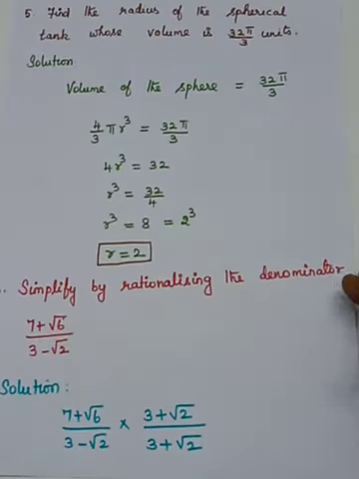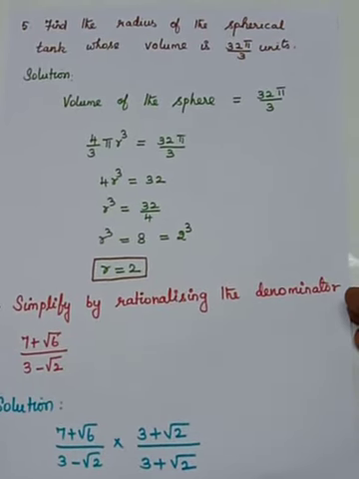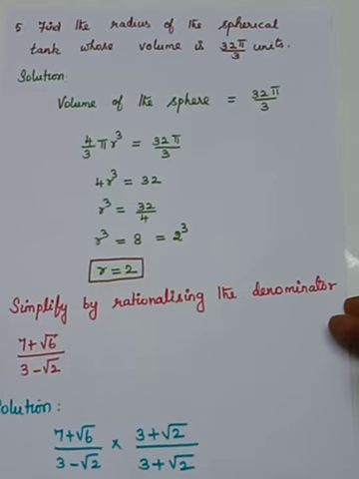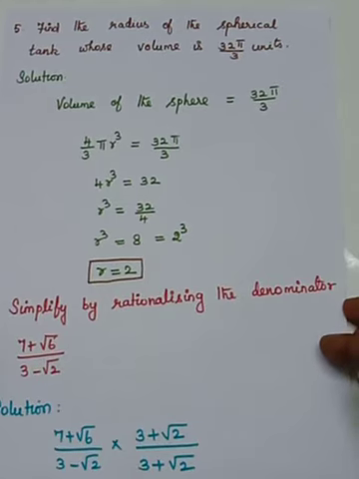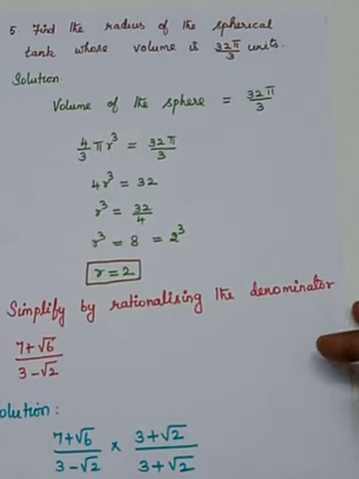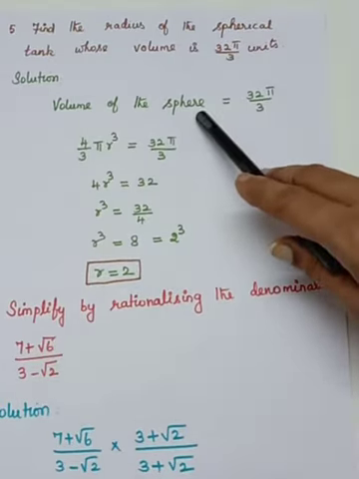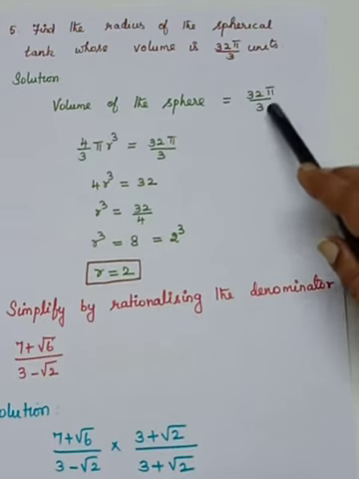Okay, so what is that? Find the radius of the spherical tank whose volume is 32 pi by 3 units. What is asked? Find the radius. We have to find the radius of the spherical tank whose volume is given. So the volume of the sphere, that is the spherical tank, is given, that is 32 pi by 3.